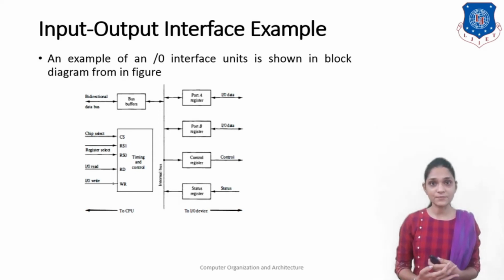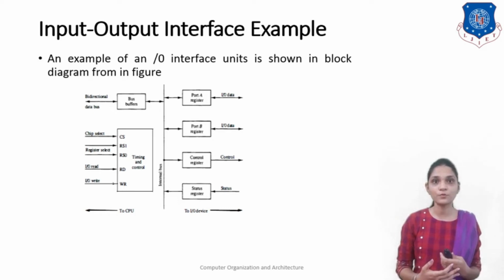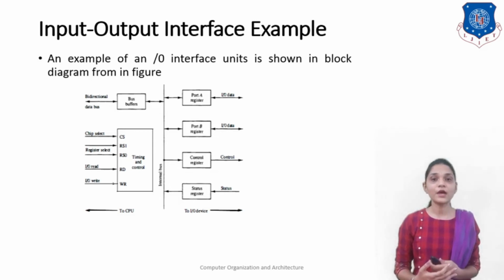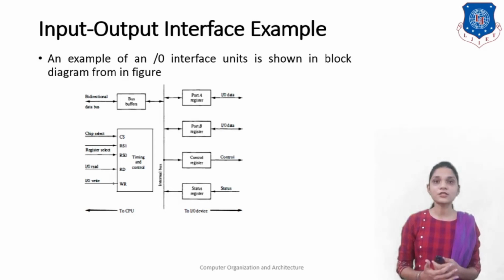Here the first one is chip select, which is used for selecting the chip. RS1 and RS0 are the register select controls that are used for selecting a register from these 4 registers, that is the port A register, port B register, the control register or the status register. And then we have 2 controls, IO read and IO write, for reading the content from the IO or writing the content into the IO. So this is the general purpose block diagram for your peripheral unit that contains the bus buffer unit, timing and control unit and some registers.